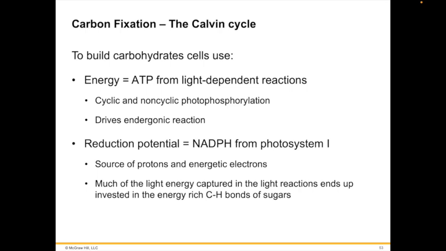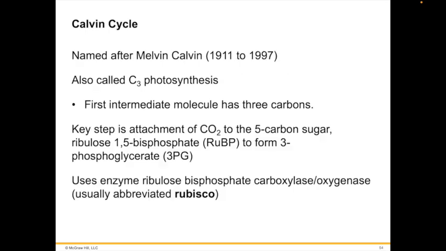CO2 reacts with RuBP to form a transient 6-carbon intermediate that immediately splits into 2 molecules of 3-carbon 3-phosphoglycerate, or 3-PGA. This overall reaction is called the carbon fixation reaction because inorganic carbon, CO2, has been incorporated into an organic form, the acid PGA.